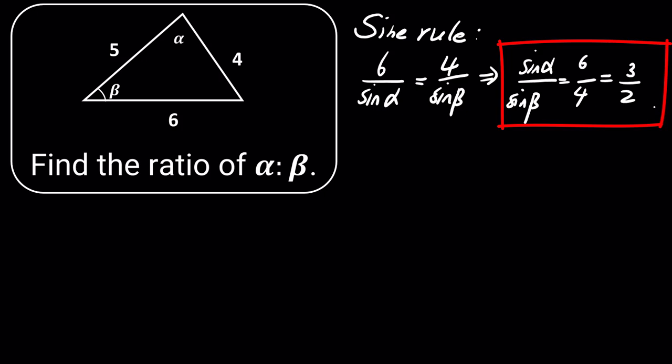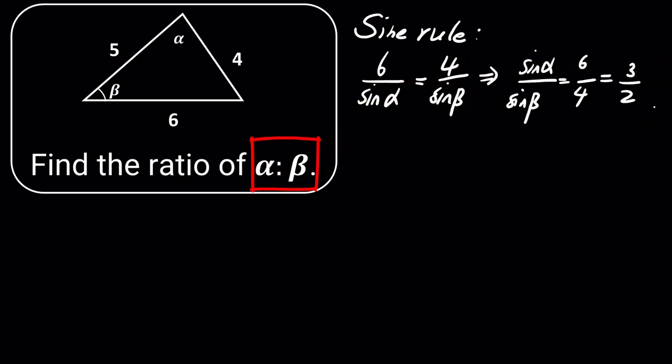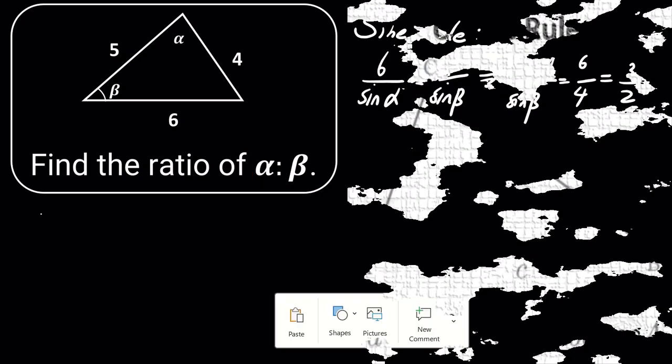However, what we want is actually the ratio of the angle alpha to the angle beta, not the sine of angle alpha to the sine of angle beta. So what should we do? We may use the cosine rule.